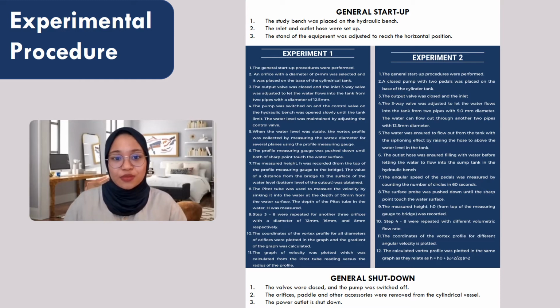The first experiment was free vortex flow. Once the general startup procedure was performed, an orifice with a diameter of 24 mm was selected and placed in the cylindrical tank. The outlet valve was closed and the 3-way inlet valve was adjusted to let the water flow into the tank from 2 pipes with diameter of 12.5 mm. The pump was switched on and the control valve on the hydraulic bench was opened slowly until the tank limit. The water level was maintained by adjusting the control valve. When the water level was stable, the vortex profile was collected by measuring the vortex diameter for several planes using the profile measuring gauge.